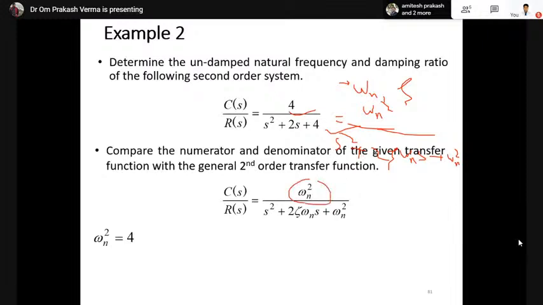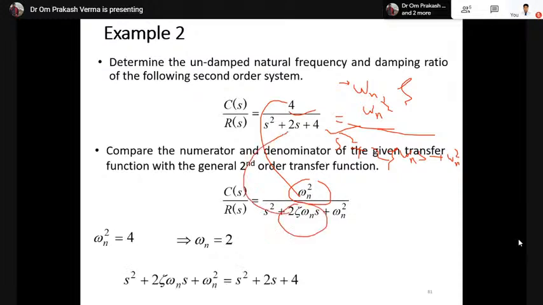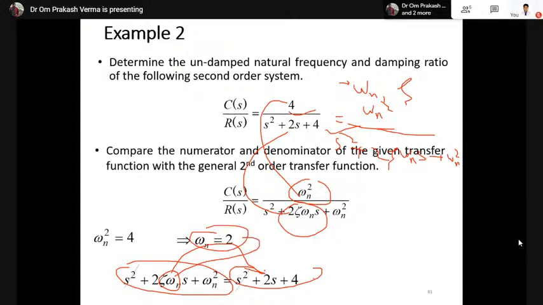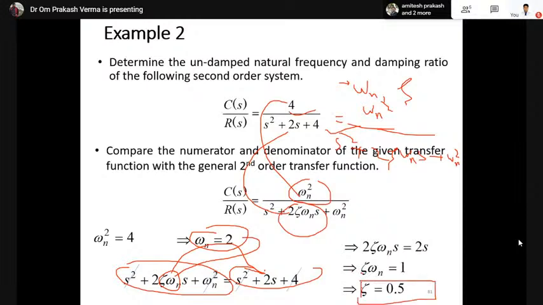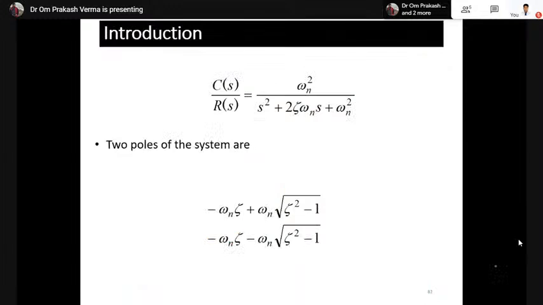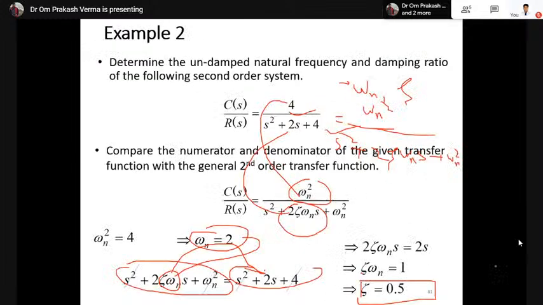Omega n square is nothing but 4, and 2 zeta omega n s is nothing but 2 s. So when you put the value, zeta omega n is nothing but 2, and the value of omega n is 1. When you put the values, you can find out the value of zeta, the damping ratio, and it is 0.5 for this problem. What the value of zeta should be, we will decide later.